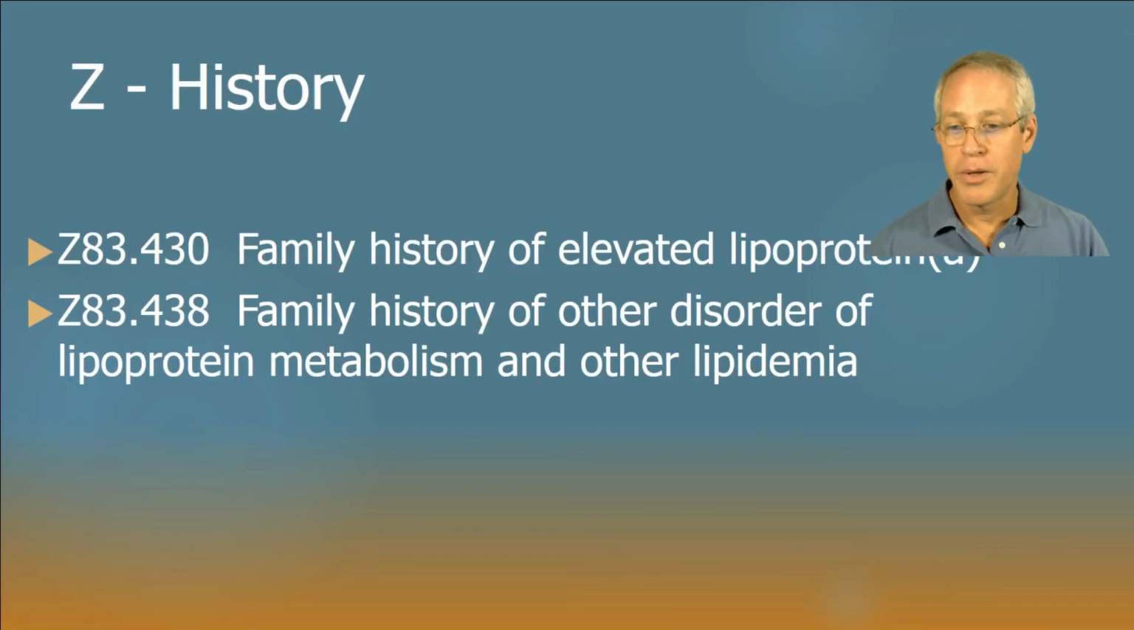And then to go along with the new hyperlipidemia codes, family history of elevated lipoprotein A, and other disorder of lipoprotein metabolism too. So these may be reasons to screen a patient or be more aggressive with treating patients with certain serum levels of these if they've got a family history of it too. I think that's where those might be used.